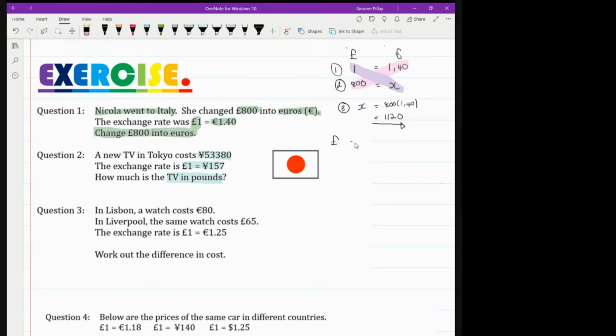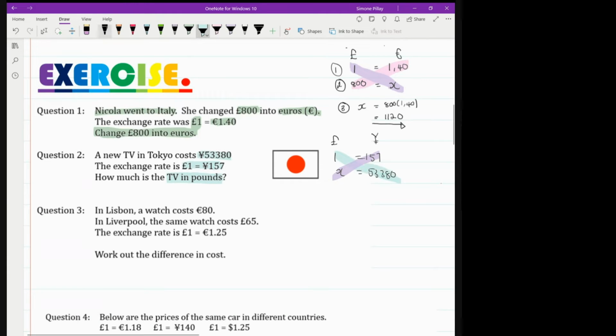I have yen and I have pounds. Okay, I've set up a column for both of them. I know for £1 I'm going to get 157 yen, and I know that I have 53,380 yen that I need to buy a TV, but I don't know how much that's going to be in pounds. So I want you guys to see how pounds was my one that was missing. So my x is now going to go underneath my pounds column. Okay. And so what you're going to do, you're going to cross multiply to set up your third equation.